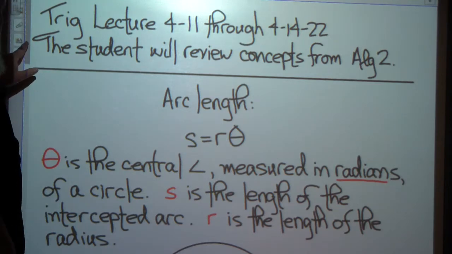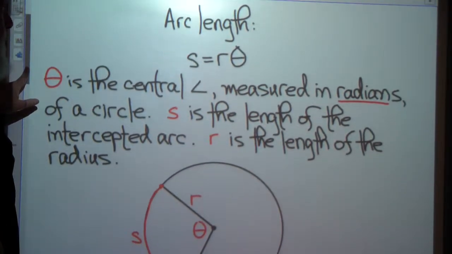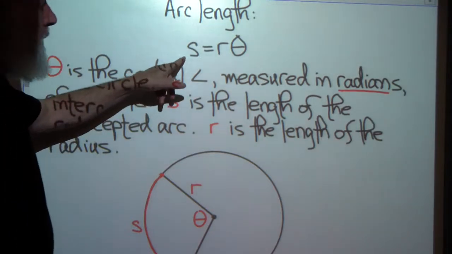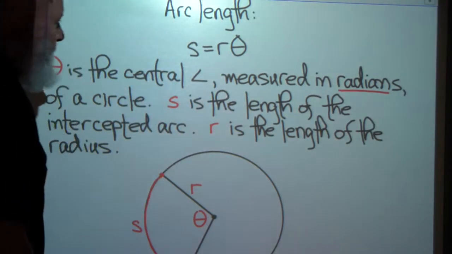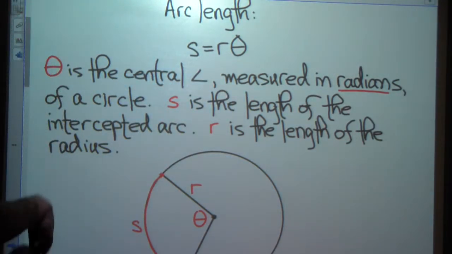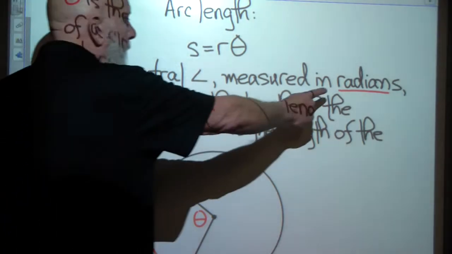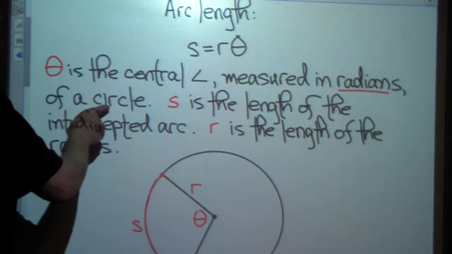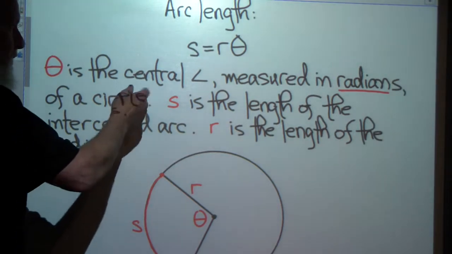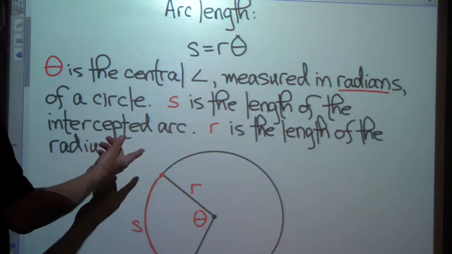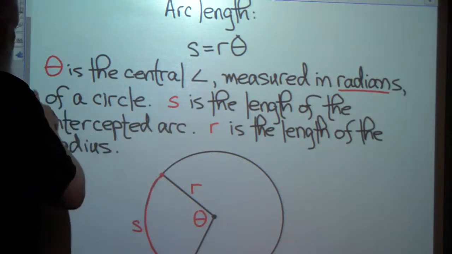I want to remind you guys about arc length. The formula is S equals R theta. Theta is the measure of a central angle of a circle, measured in radians. S is the length of the intercepted arc, and R is the length of the radius.